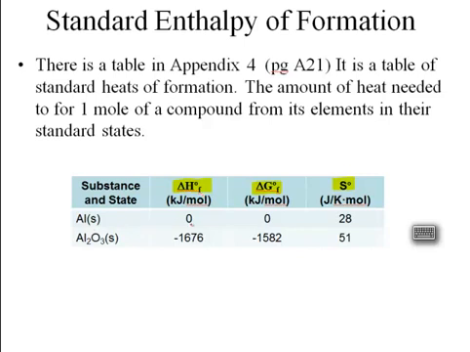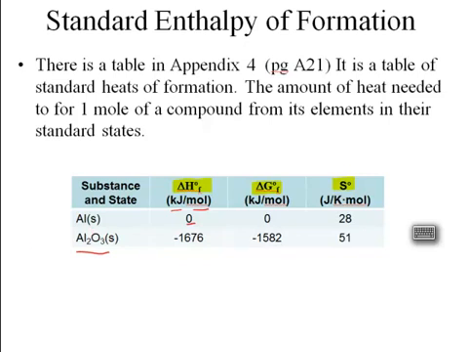Okay, so here's the heat of formation of aluminum. Well, how much energy does it take to form aluminum? Well, it doesn't take any because it's an element, right? How much energy does it take to form aluminum oxide from its basic elements? Well, it turns out it takes 1,676 kilojoules per mole. All right, and so there's all the common compounds that we use. It's right there, and it's a table that you're going to refer to quite a bit here in the next few days.